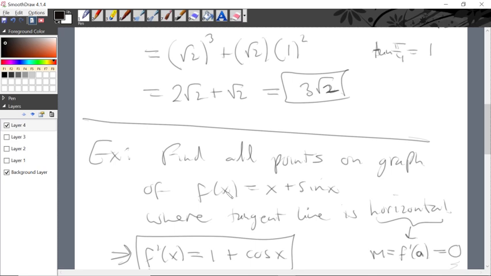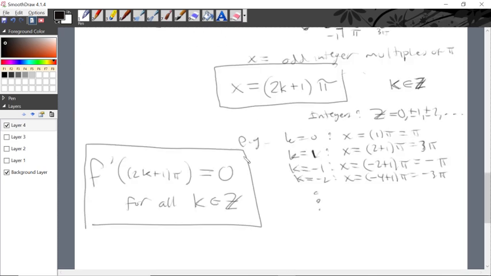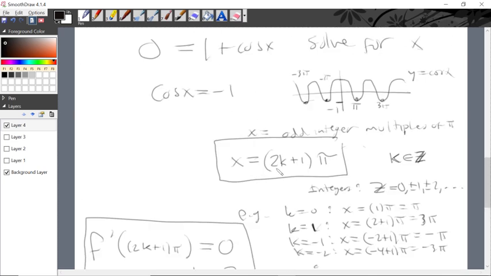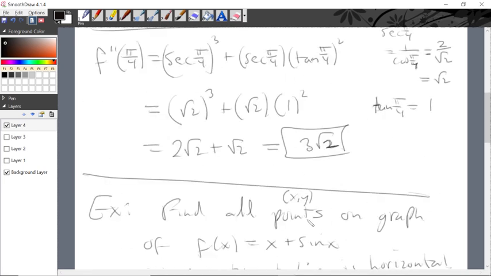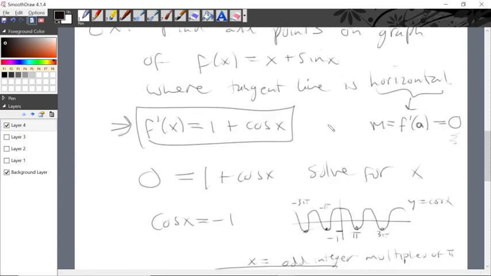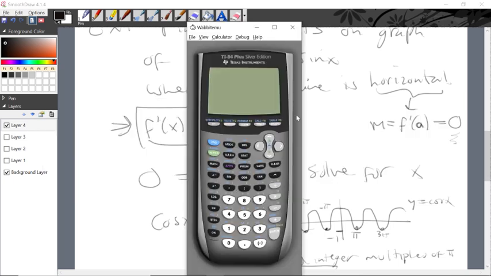Now, we're asked to find the points on the graph. Those would be points that would be coordinates x, y. Well, we now have the x coordinates of those points on the graph, not on the graph of cosine, but on the graph of x plus sine x. You want to take a look at the graph of x plus sine x.